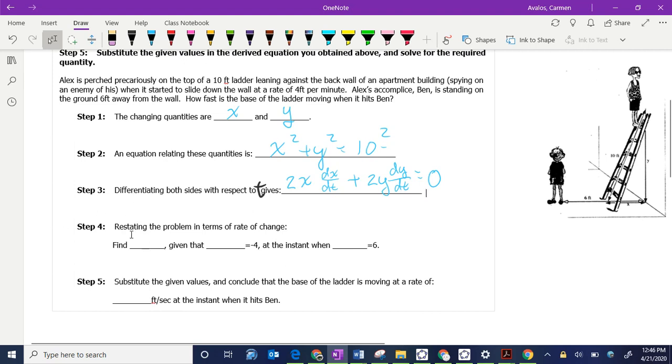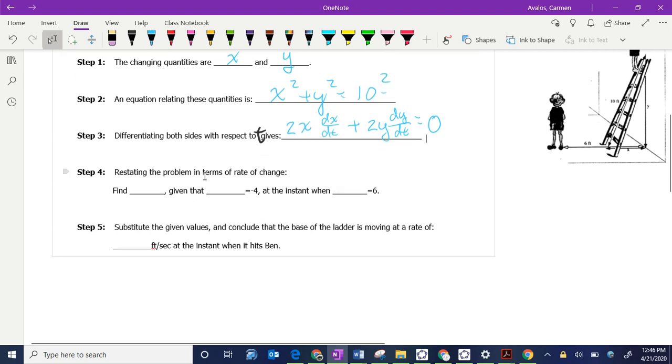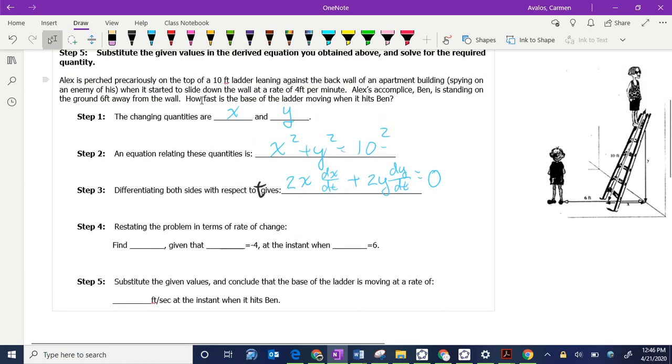So now what are we trying to find? Restate the problem in terms of the rate of change. What do we have? What are we trying to find here? We're trying to find how fast, so that's going to be the rate, the ladder is going to hit the bend. How fast is the ladder moving? So what we're actually looking for is this distance right here.